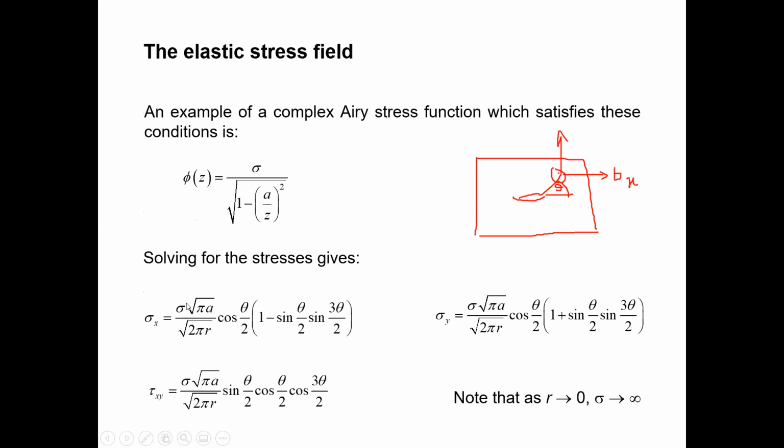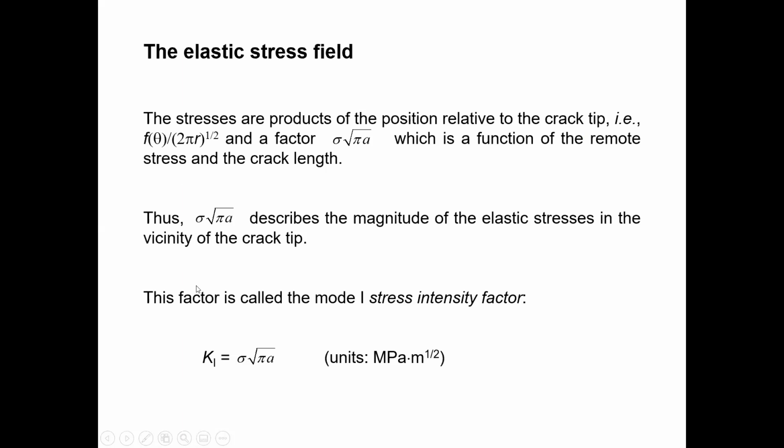This is kind of K I, the stress intensity factor. This is delta sigma times square root of pi a. So yeah, the factor of this function and factor sigma, that K I, which is a function of the remote stress and crack length, describes the magnitude of the elastic stress in the vicinity of the crack tip, on the surface of the crack tip. This factor is called the mode 1 stress intensity factor. So at mode 1, the K I is this function.